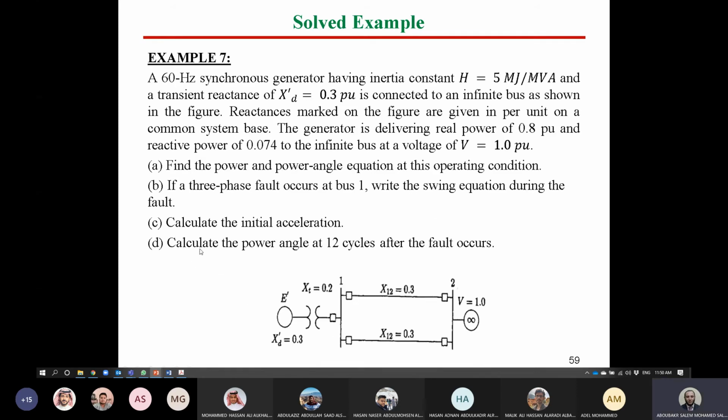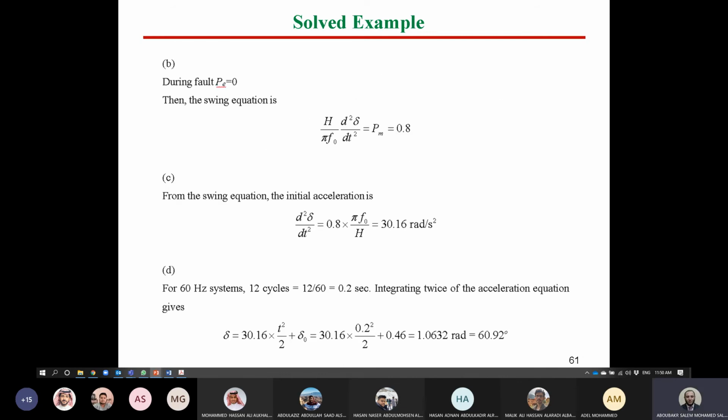Last point, calculate the power angle 12 cycles after the fault occurs. Is the power angle going to be the same, or does it have to increase? This is what we should check here. Of course, because we have acceleration, we expect an increase in the power angle. So let's see how we can get the power angle after a certain period. It's stated here, a certain period of 12 cycles. 12 cycles for 60 hertz is 0.2 seconds.